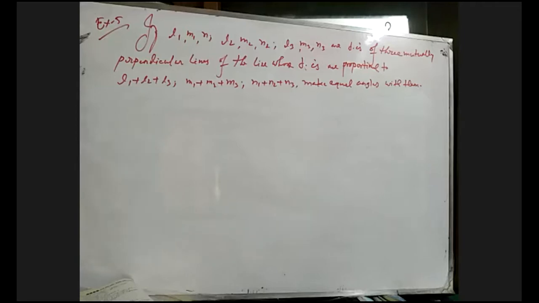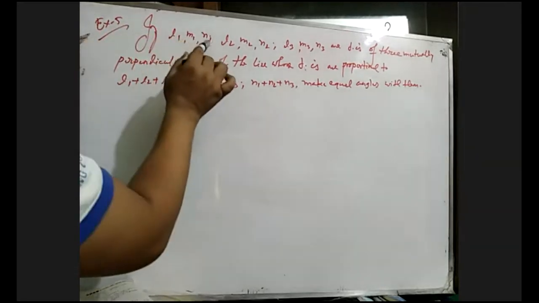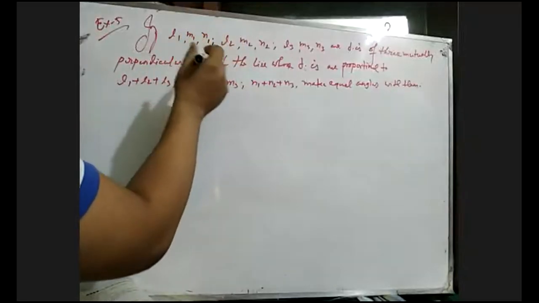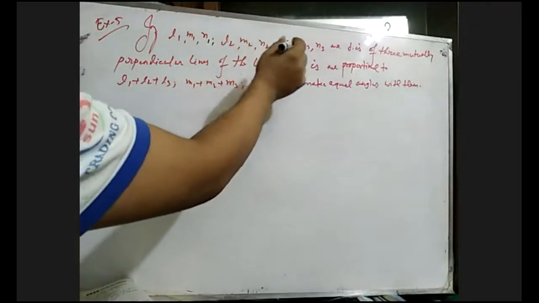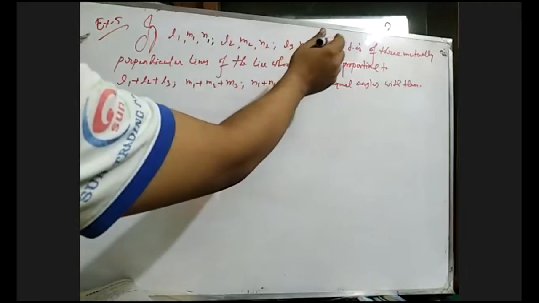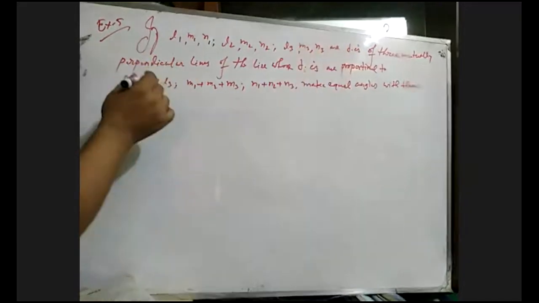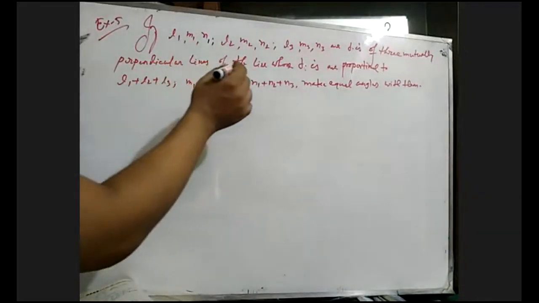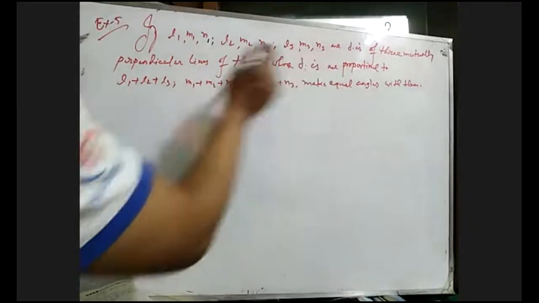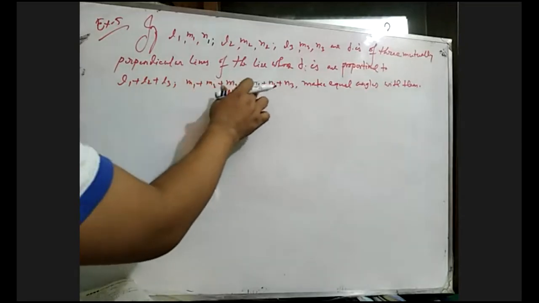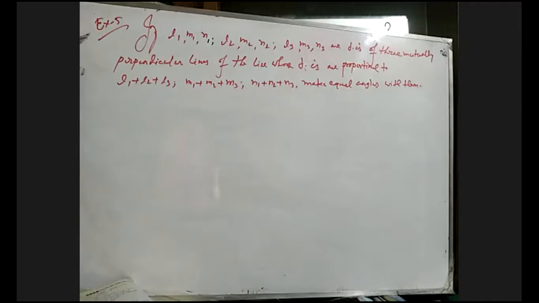Okay, if L1 M1 N1 are the first direction cosines, L2 M2 N2 the second direction cosines, and L3 M3 N3 the third direction cosines, of three mutually perpendicular lines, then the line whose direction cosines are proportional to L1 plus L2 plus L3, M1 plus M2 plus M3, N1 plus N2 plus N3 makes equal angles with them. You have to find this one.